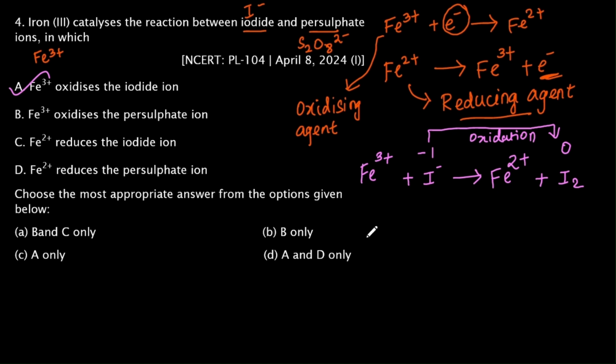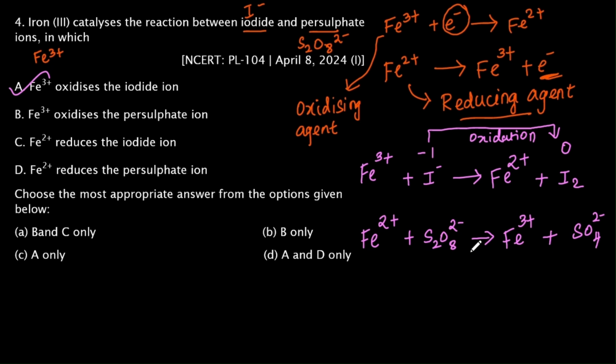Now Fe2+ is there in solution. That is going to react with persulfate ion, S2O8 2-. So now this Fe2+ again loses 1 electron and it will be converted to Fe3+. Now this S2O8 2- will be converted to SO4 2- ion. So how to check that?